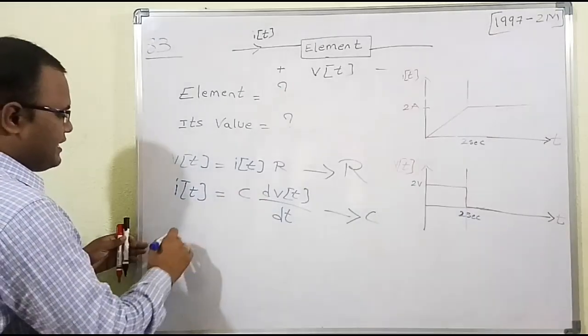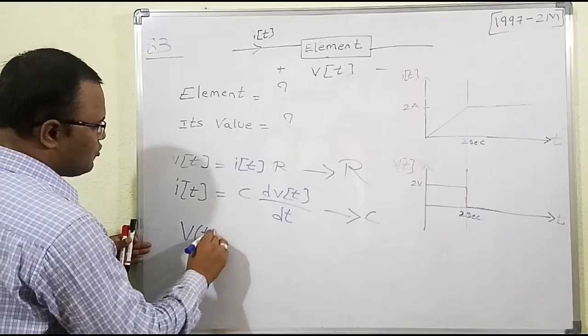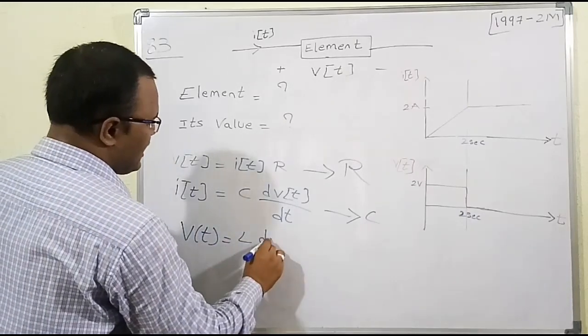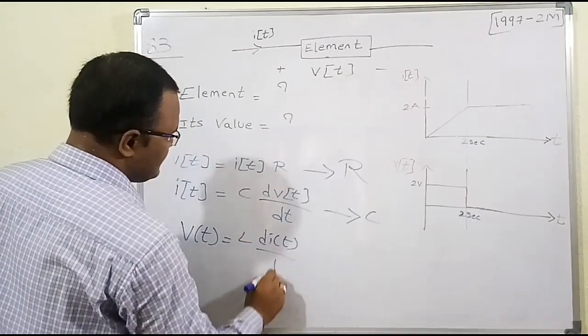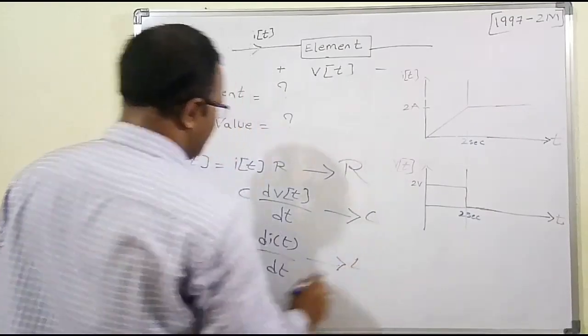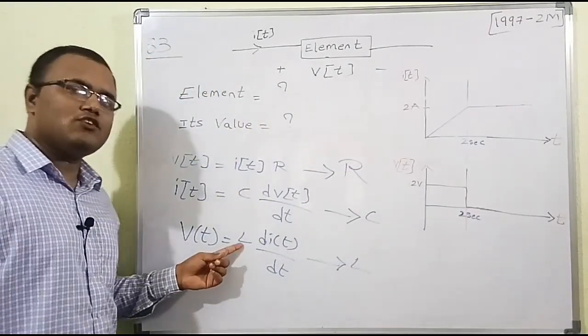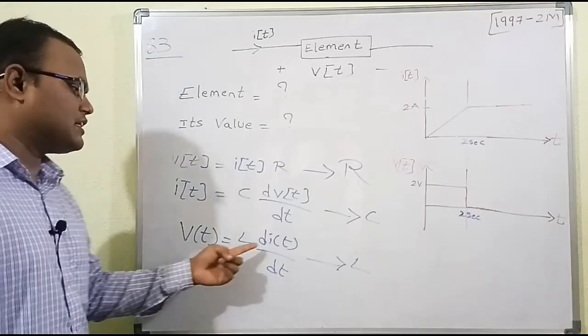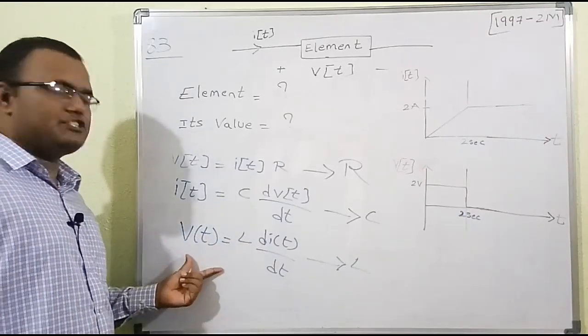Similarly for the inductor, v(t) = L di(t)/dt. This is the expression for the inductor. The L value is always constant for an inductor. The voltage and the current are time varying in nature.